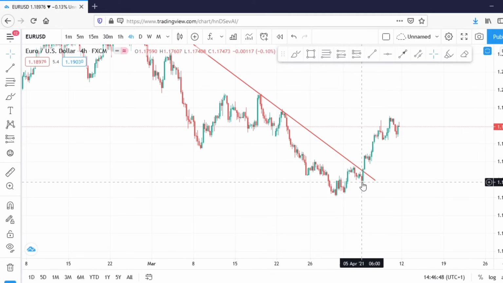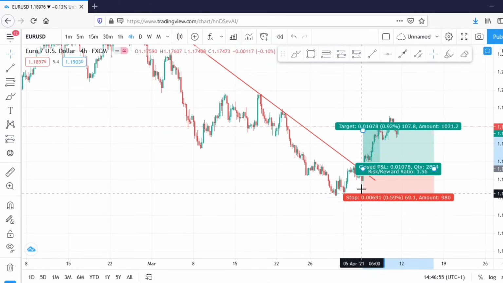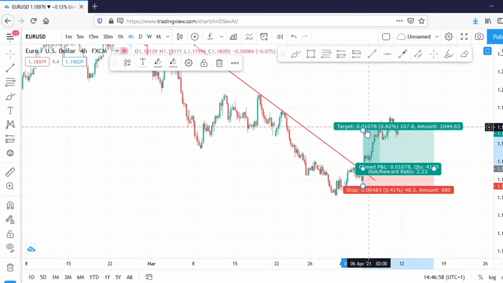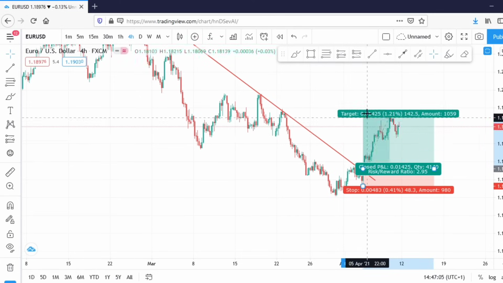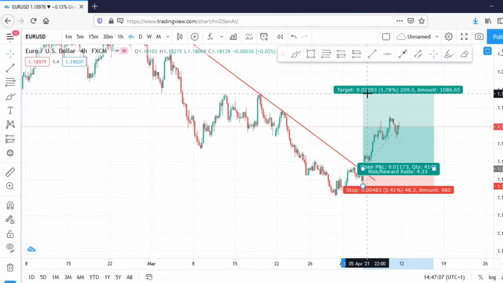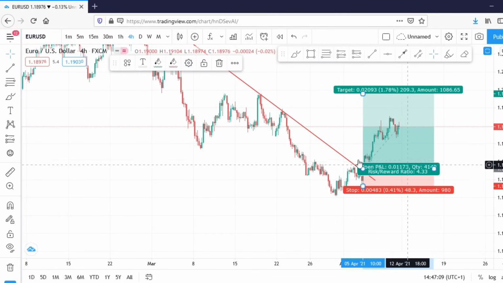So with this strong bullish candle, you could have entered at this point here, and your stop loss would just be below that candle, and your take profit one will be at this resistance level, and take profit 2 will be at this next resistance level. Okay, with a very good risk to reward ratio.